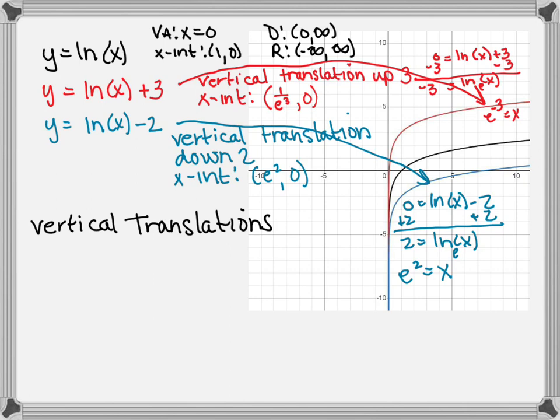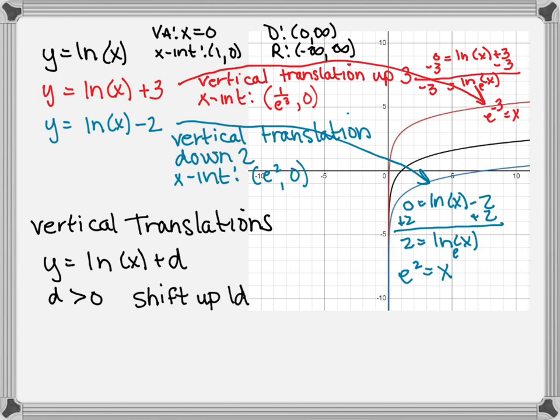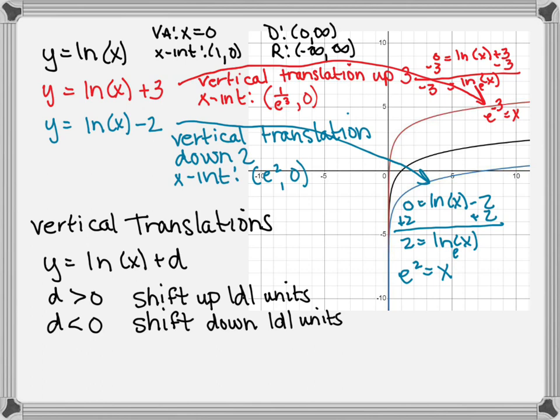And then in summary, for vertical translations, if we have a function of the form y equals the natural log of x plus d, when d is greater than 0 or positive, we have a shift up the absolute value of d units. When d is less than 0 or negative, we have a shift down the absolute value of d units.